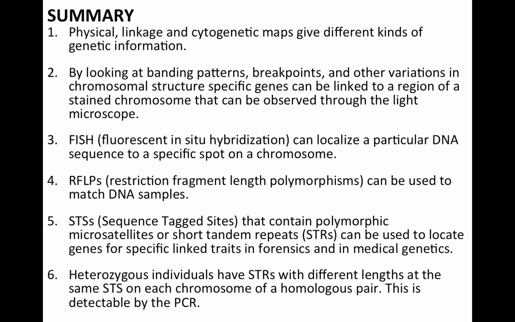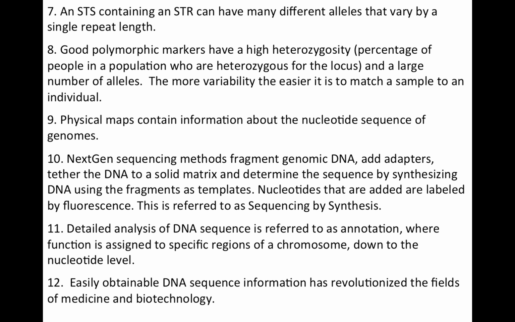Restriction fragment length polymorphisms can be used to match DNA samples. Sequence tag sites that contain polymorphic microsatellites or short tandem repeats can be used to locate genes for specific linked traits in forensics and in medical genetics. Heterozygous individuals have short tandem repeats with different lengths at the same sequence tag sites on each chromosome of a homologous pair. This is detectable by the polymerase chain reaction.